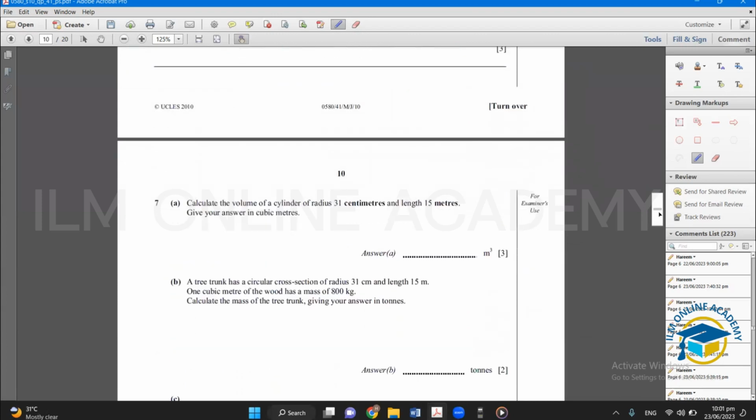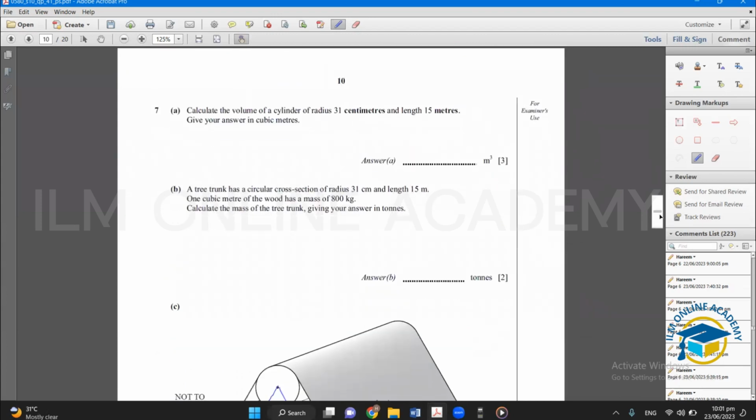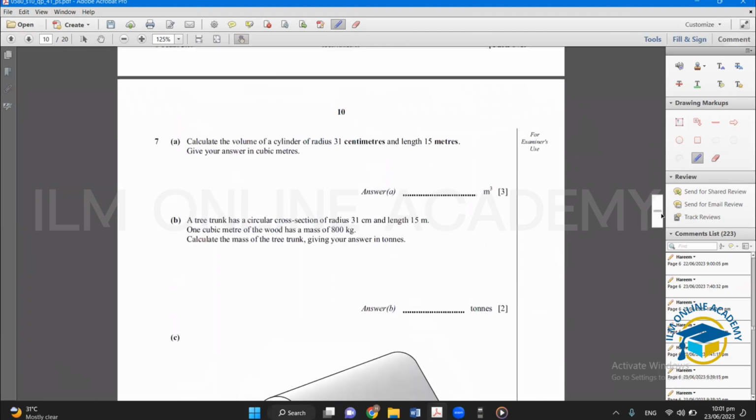It was quite easy. Now coming over to question number 7A. Got it? Question number 7A is basically saying that you have to calculate the volume of a cylinder which has a radius of 31 centimeters and length 15 meters. First thing first, change the centimeters into meters, or change the meters into centimeters, but I'm not going to do that, because all the answers are in meters, meter cube. So change this into meters: 31 divided by 100 is 0.31 meters.